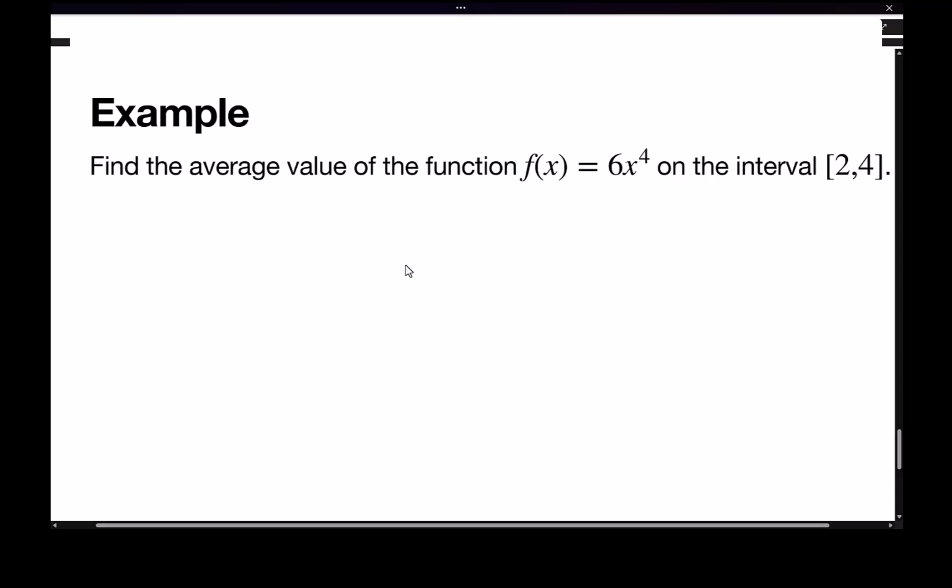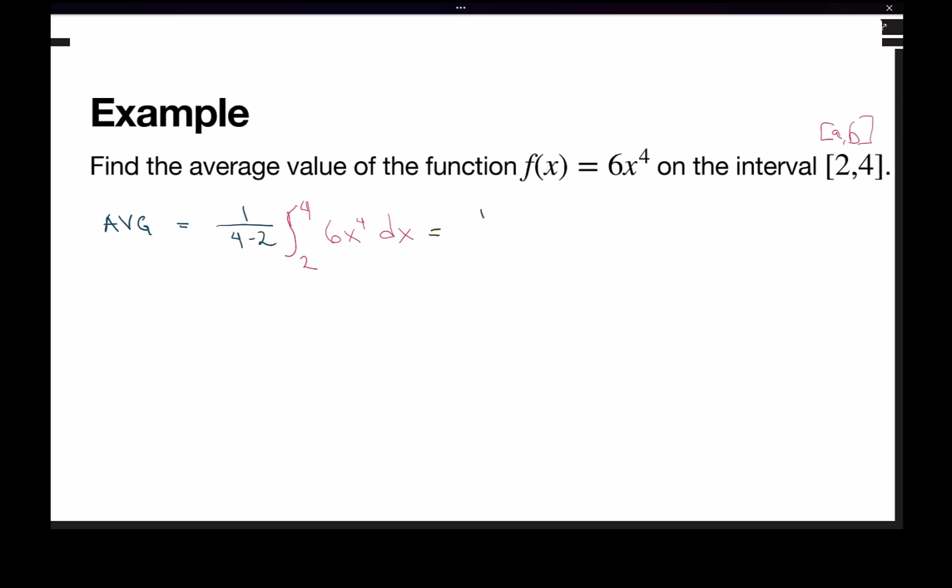So we want to find the average value of the function f of x equals 6x to the fourth on this interval. Well, this is A and this is B. So I would have the integral from 2 to 4 of 6x to the fourth dx. And out here, I would have 1 over B minus A, which is 4 minus 2, or 2. And this would give me my average value. Let's compute it, see what we get.